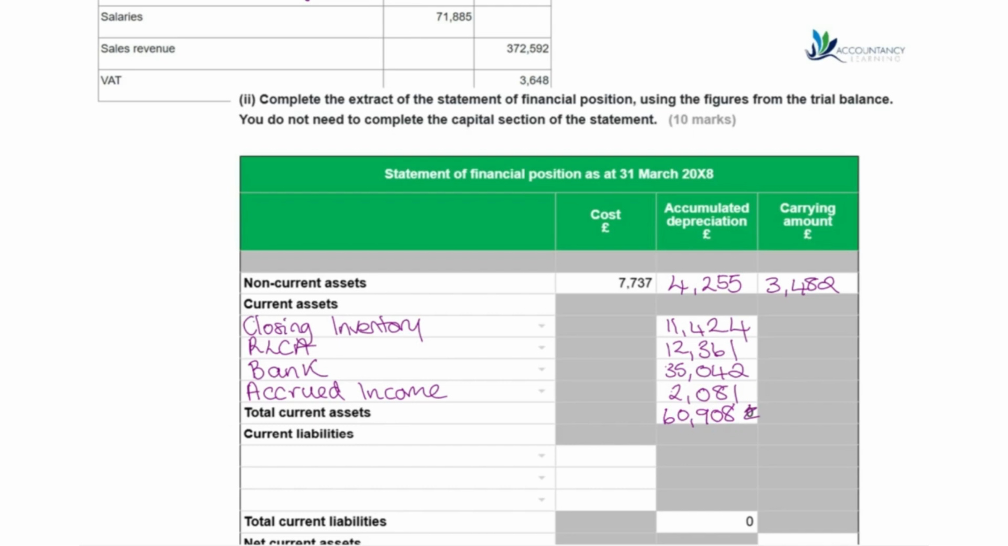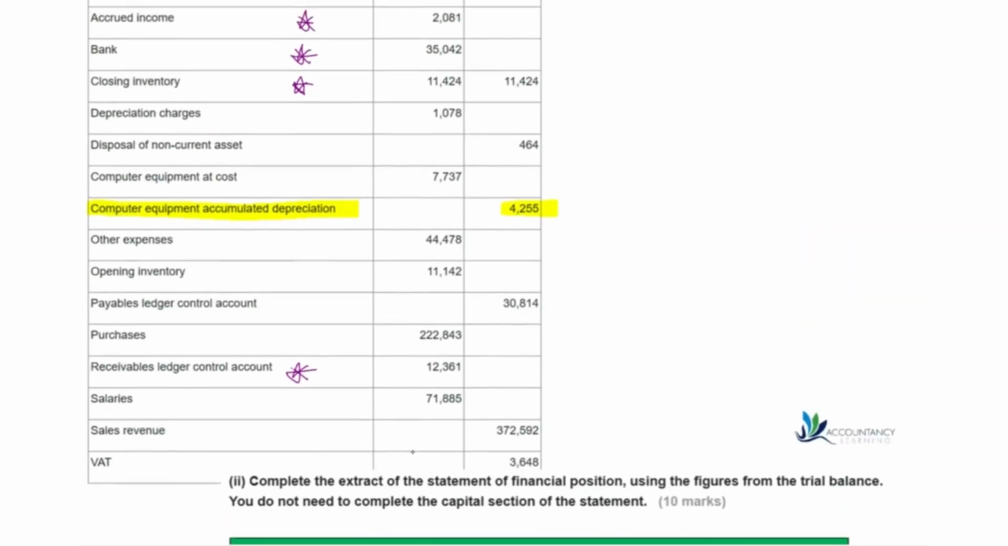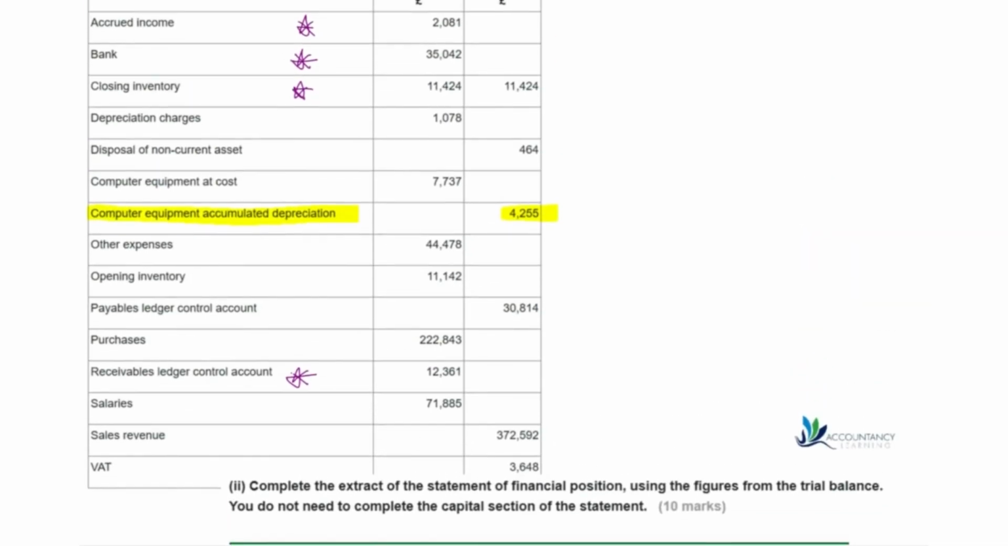Now we need to look at our current liabilities. So what will be our current liabilities in here then? So depreciation and disposals of a non-current asset, that's going to be part of your profit or loss. Your other expenses is part of profit or loss, and so too is the opening inventory as part of cost of sales. So we've then got the payables ledger control account as a liability for the statement of financial position. Then your purchases, salaries and sales revenue is all part of your statement of profit or loss. And then we're left with VAT as the liability as well.